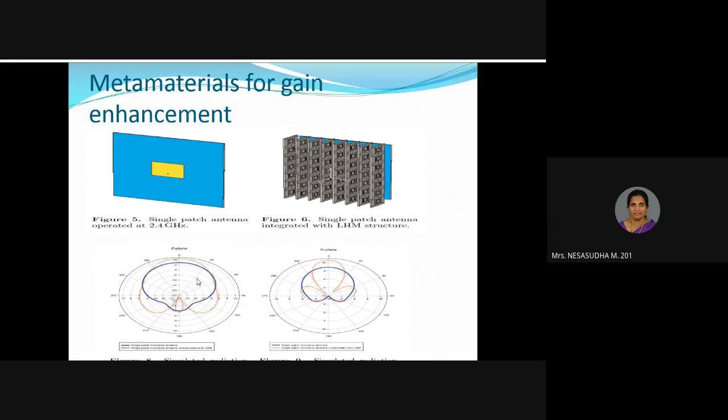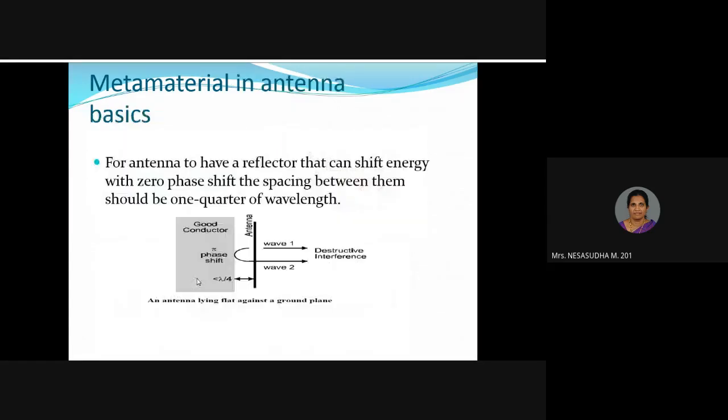This is for the H plane. So this is an example. When you take any basic antenna, the reflector can shift the energy with zero phase shift, but the condition is it must have a quarter wavelength. The distance between this antenna and the conductor, the minimum distance, is λ/4 spacing. That is, a 1/4 wavelength is a must.